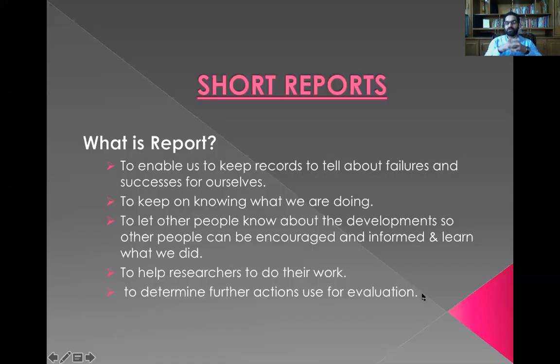So, short reports. What is a report basically? You may ask yourself as well before reading it with me, but after that I need to definitely answer you. A report basically enables us to keep records, to tell about failures and successes for ourselves. It can be from person to person, from person to organization, from organization to organization; it can be upward, downward, or horizontal. There can be different ways of writing it, and it helps us keep on knowing what we are doing, what's going on.